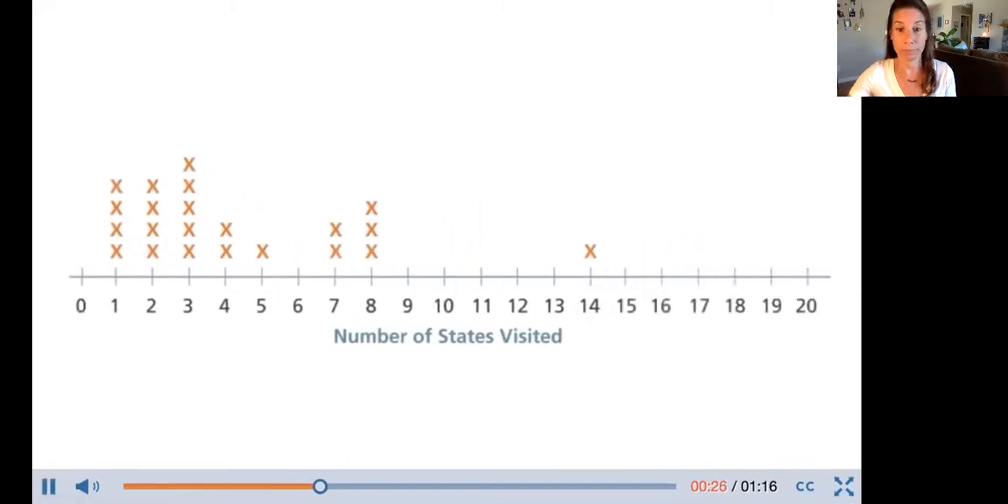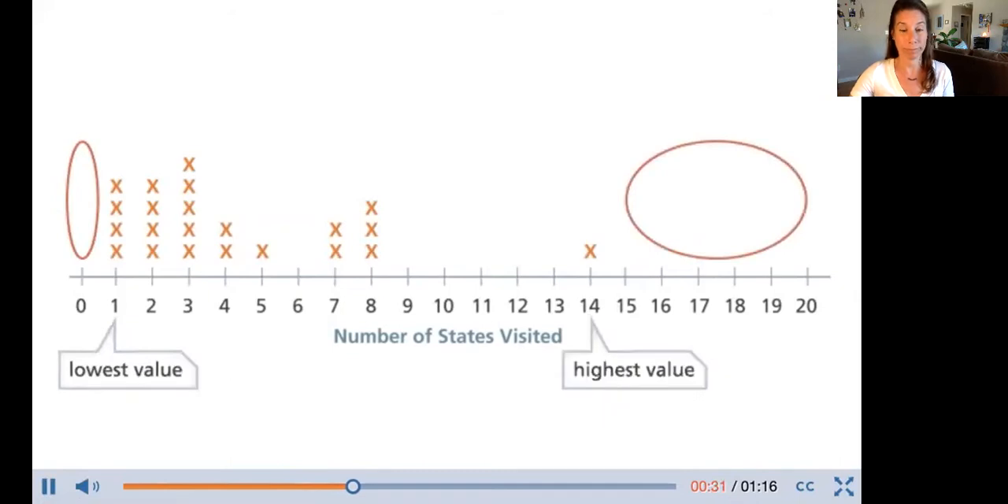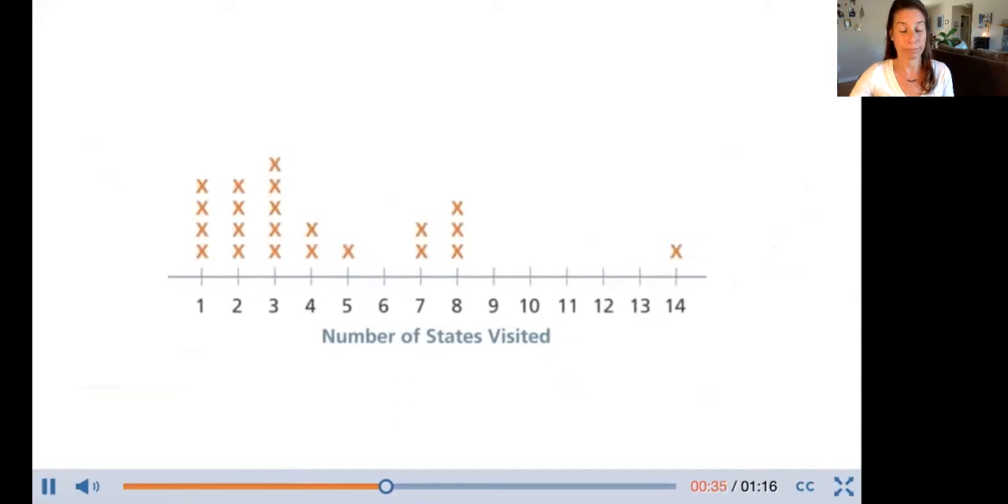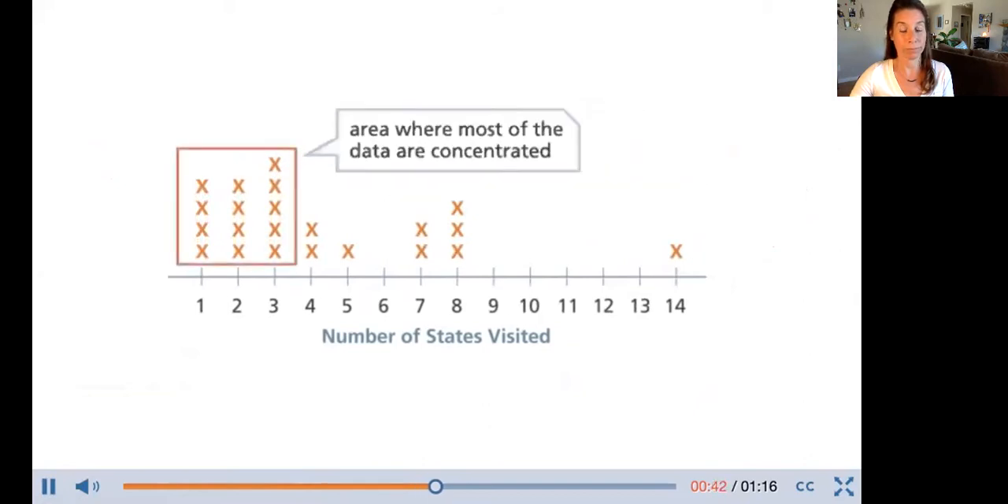No one in our class has visited less than 1 state, and no one has visited more than 14 states. Kenji noticed where most of the data are concentrated. She noticed that more than half of the class has visited between 1 state and 3 states.